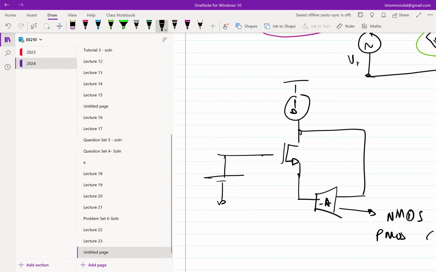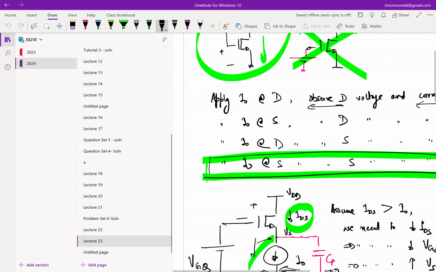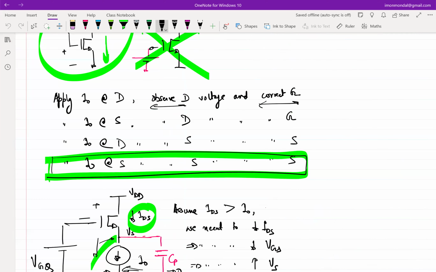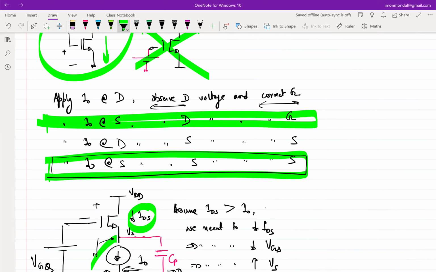Before we end, let me also give you a primer for the last thing that remains, which is this part. So apply current source or pull current out of the source and observe the drain voltage, but do the corrective action at the gate, right?